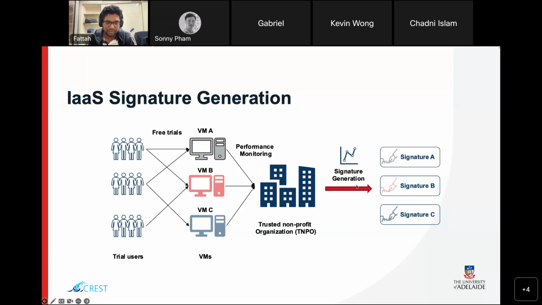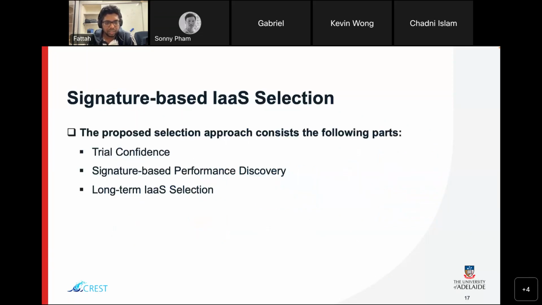Now we have the signature and we also have the trial experience. Now we utilize these two to help the consumer make a long-term decision. So in this part, signature-based IaaS selection, we have three parts. Number one is trial confidence, we also have signature-based performance discovery, and finally we have long-term IaaS selection.